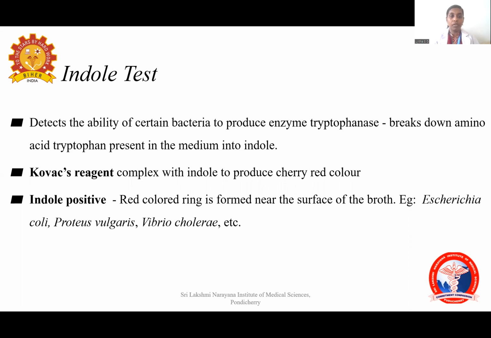The reagent that we are using to do the indole test is Kovacs reagent. If the bacteria has converted tryptophan into indole, this Kovacs reagent will combine with the indole to produce a cherry red color. That is how the reaction works. This red color will be formed near the surface of the broth, so it will be seen as a ring on the surface of the broth. That is how the indole positive reaction will look. Examples are Escherichia coli, Proteus vulgaris, and Vibrio cholerae. All these are examples of indole positive organisms.